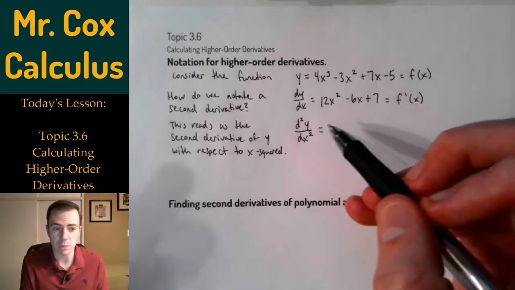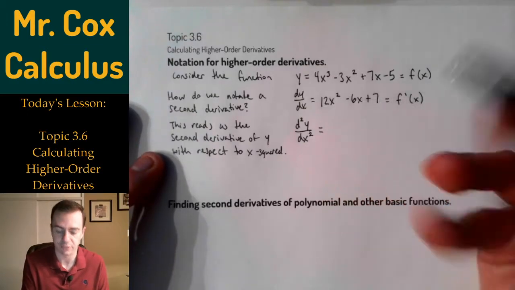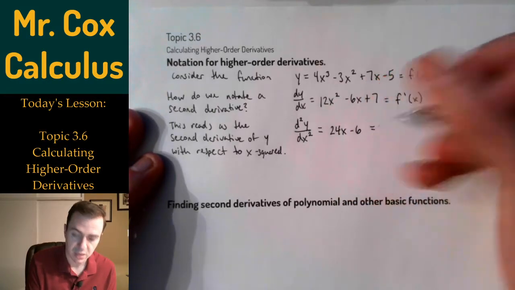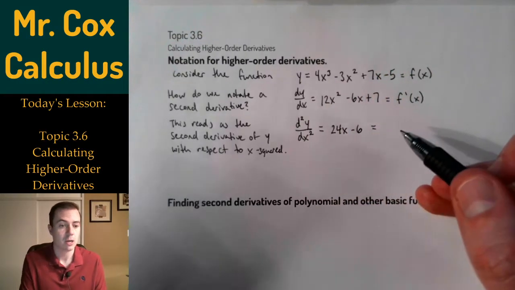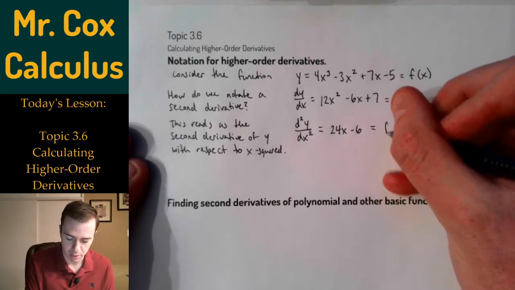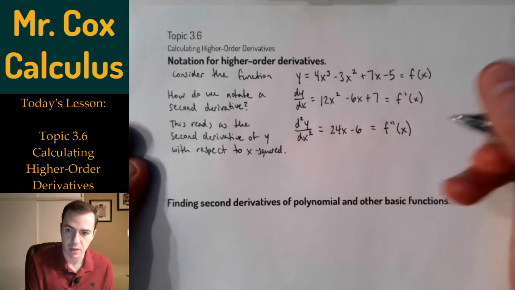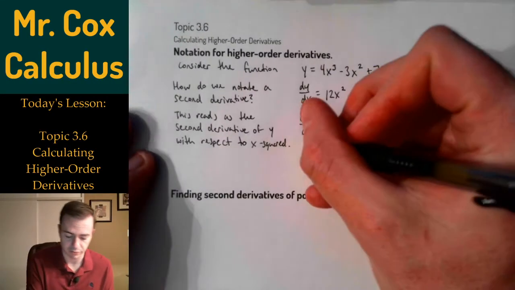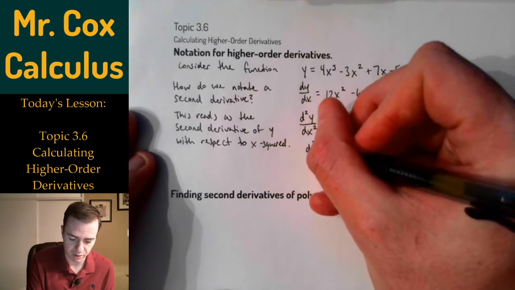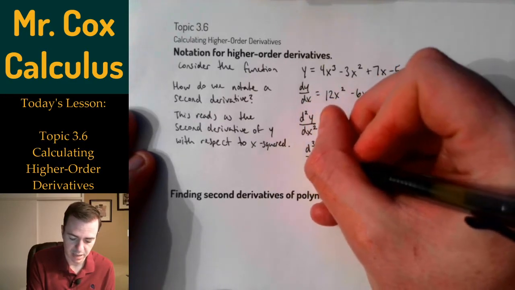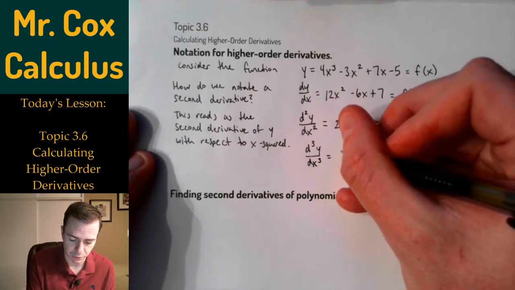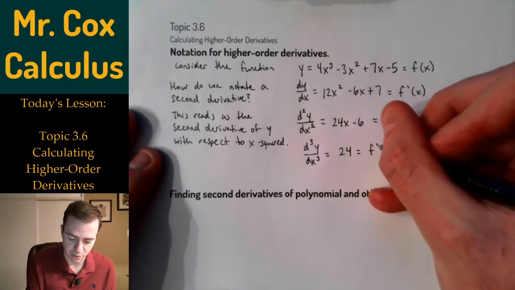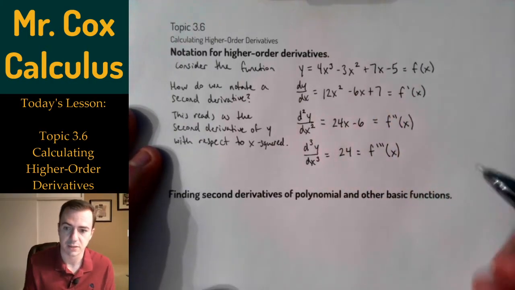Now then, it is going to be just as simple as, what's the derivative of this function? Well, that's 24x minus 6. Now then, over here for the function notation, we just add an additional prime. So f double prime of x would equal 24x minus 6. I can take a third derivative. I can say that the third derivative of y with respect to x cubed is equal to, in this case, 24. And I can say the third derivative like so.